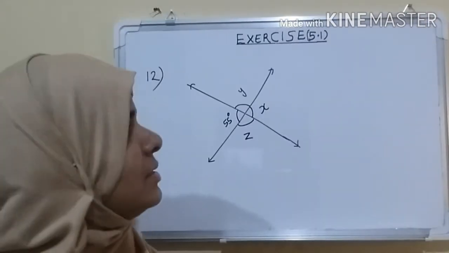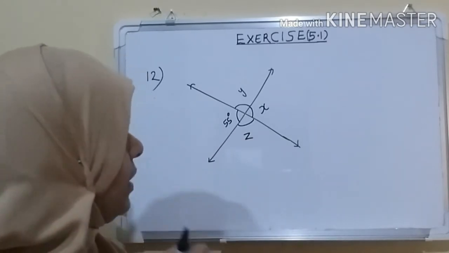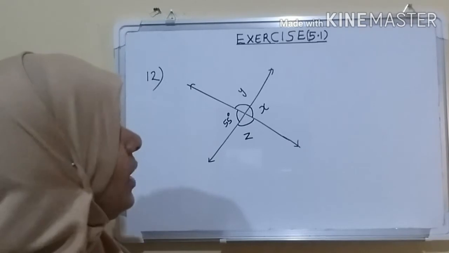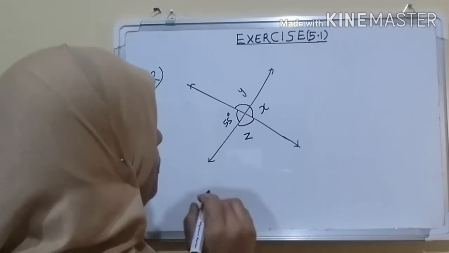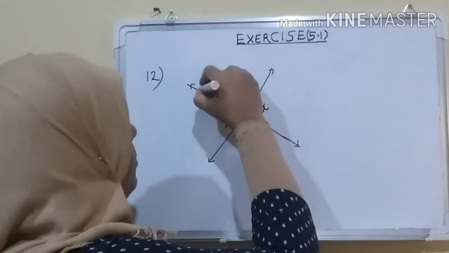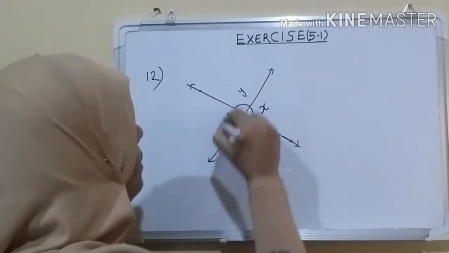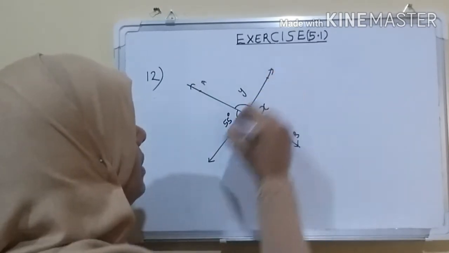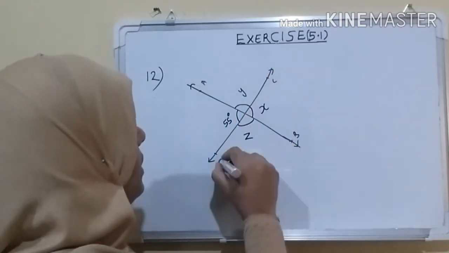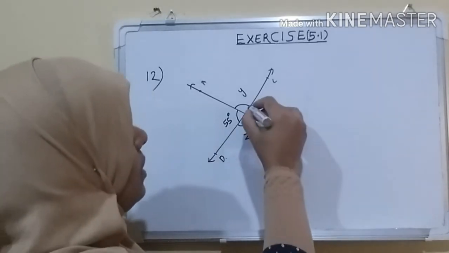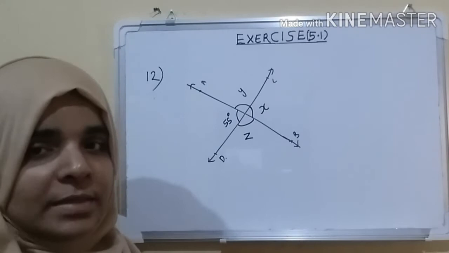Okay. This is the last question of this exercise 5.1. We have to find out the values of x, y, z. Okay. So here I am giving names to the lines. Suppose this line is AB and this line is CD. Then we have to find out the values of x, y, z.